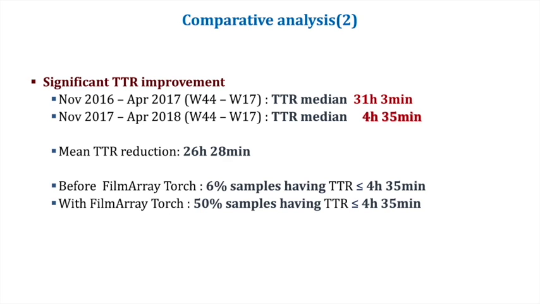The first result is a very clear improvement in the time to result. In the first period, the median time to result was 31 hours. And in the second period, the TTR was 4 hours, 35 minutes. So a mean time to result reduction of 26 hours. And before FilmArray Torch, only 6% of samples had a time to result below 4 hours. And with the FilmArray Torch, we improved to 50% of samples having a TTR below 4 hours.